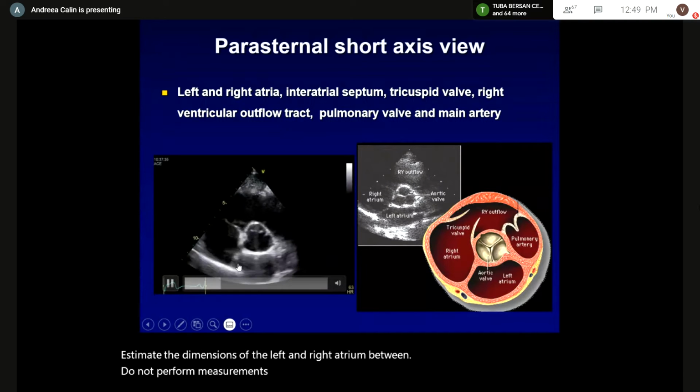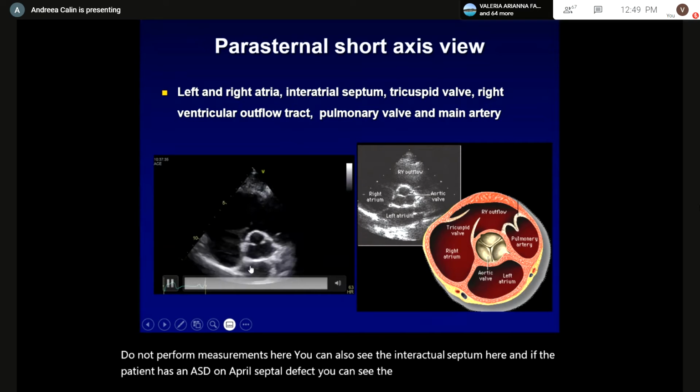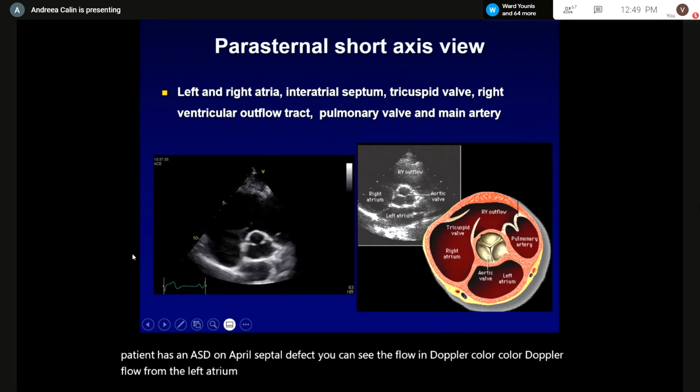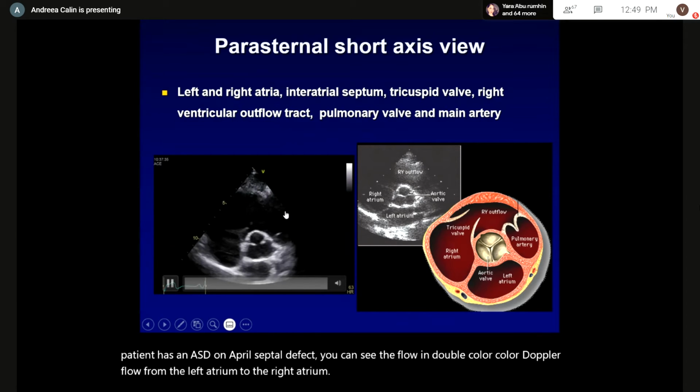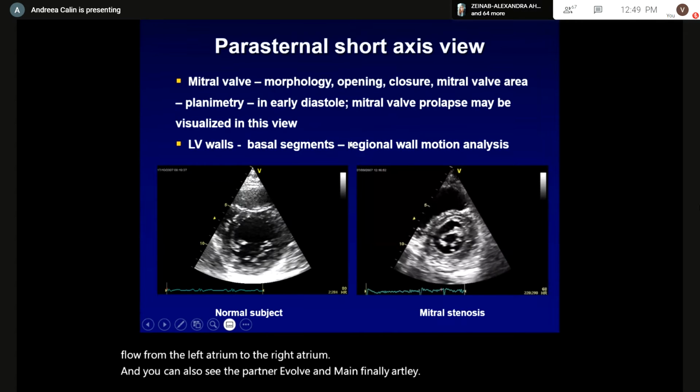You can also see the interatrial septum here, and if the patient has an ASD, an atrial septal defect, you can see the flow in color Doppler from the left atrium to the right atrium. And you can also see the pulmonary valve and main pulmonary artery and measure the pulmonary artery.